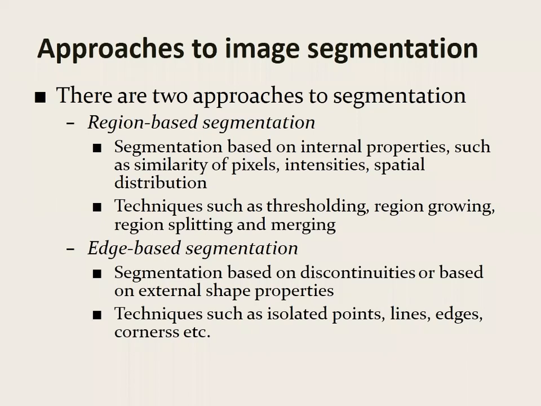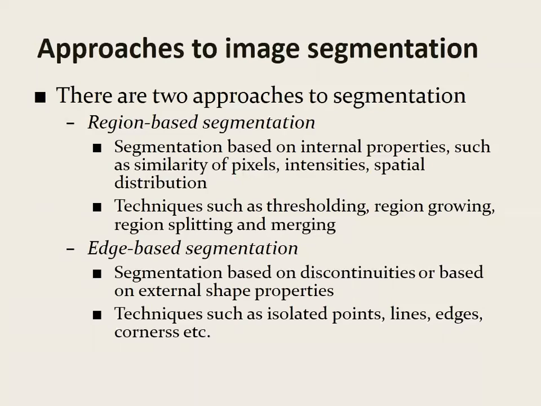Because during segmentation, we can see the similarity of the pixels or the similarity of intensities, the spatial distribution within the image, or else we can see the structural combination of two or more images. Whenever there are discontinuities, we can assume that one image which is available within the whole image is different from the other image in that given image. So we can easily identify the sub-image within the image by discontinuities.